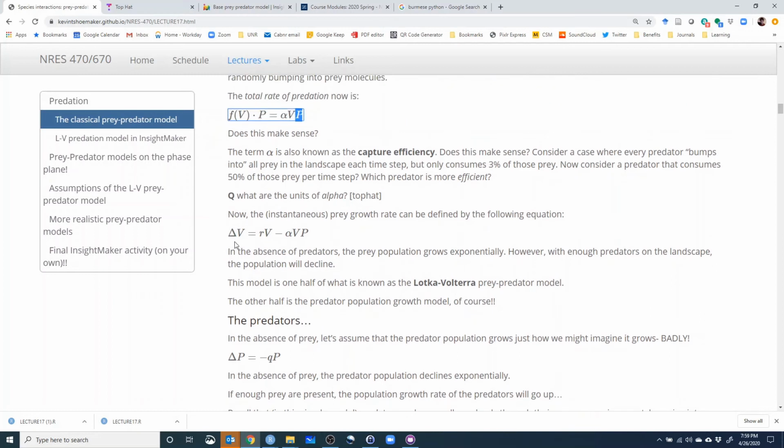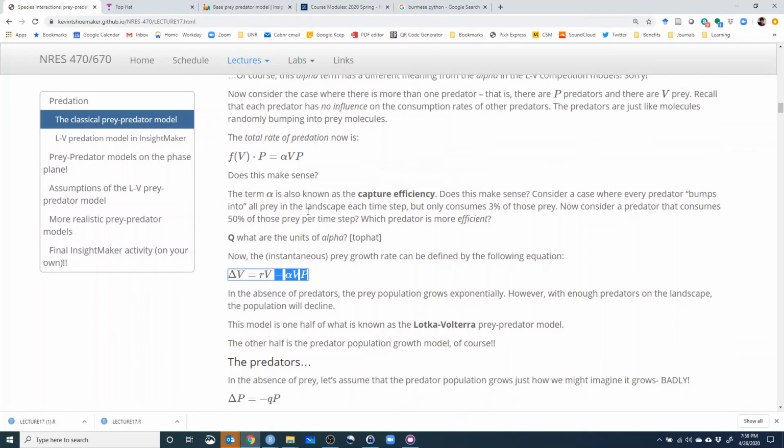So if we were to look at the growth of the victim or prey population, we can say, well, per time step, it grows at this exponential rate in the absence of predation, and then you have to subtract all the victims or prey that were consumed by predators in that time step. All right, and that's the full model for the Lotka-Volterra prey-predator model for describing the population growth of the prey. All right, and we'll get to the predators in one sec.